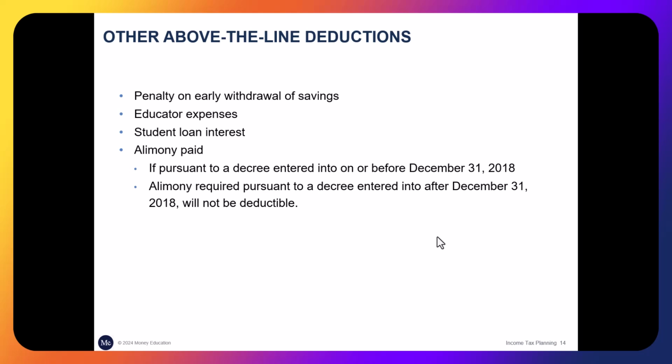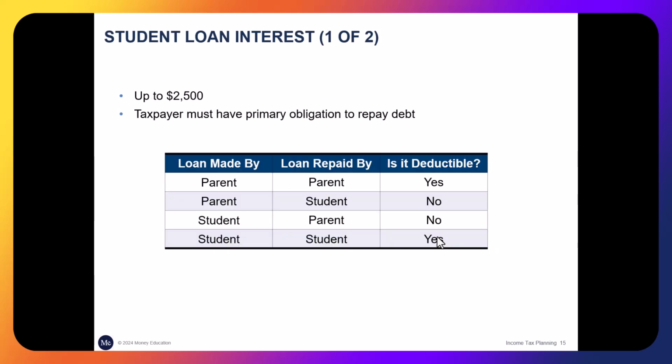So the penalty on early withdrawal of savings is deductible. So that is from a CD or something like that. Educator expenses, like I said, it's up to $300 of expenses if you work K through 12. Student loan interest. So you must pay the student loan interest and it must be your loan in order to deduct it. There are AGI limits. We'll talk about that. Alimony paid only if you were divorced before December 31st, 2018.